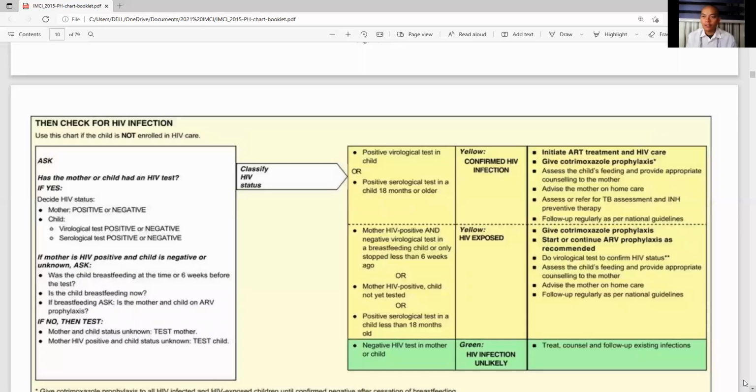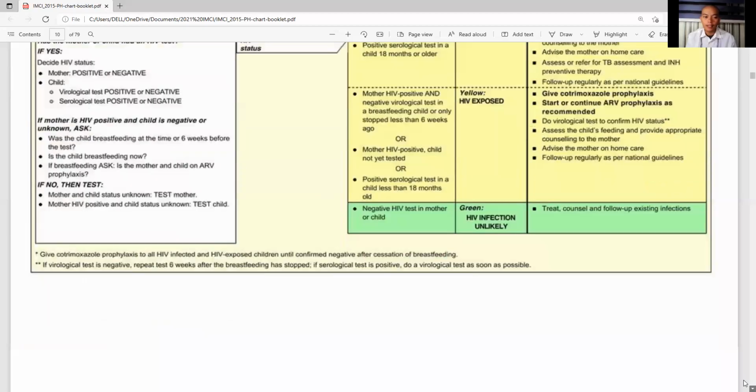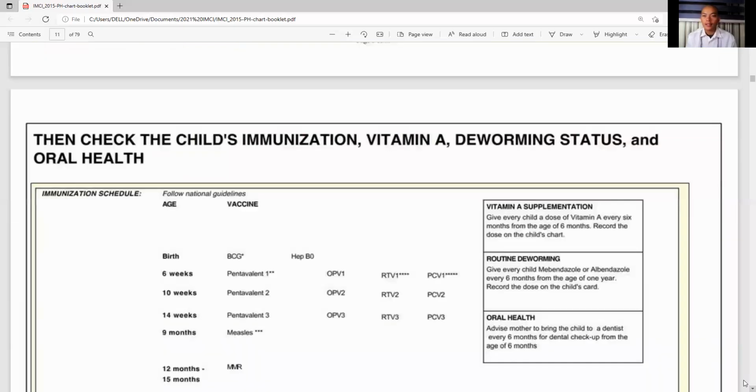HIV infection. Okay, so medyo complicated. Okay, ask the mother if the mother has or child has HIV test, serological test, virological test. Okay, if positive, if negative in our country. Are we done? Not yet.